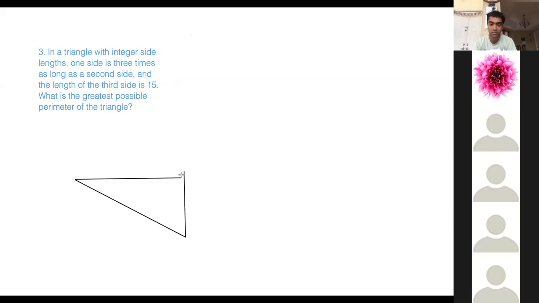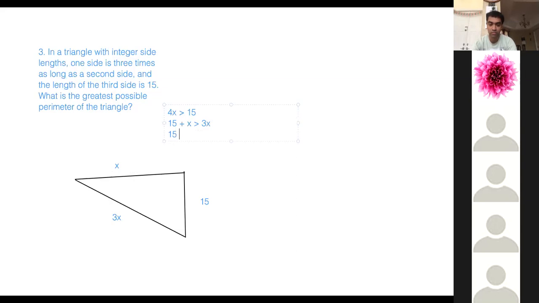So in a triangle, when you add up any 2 of the sides, it should be greater than the third side. So in this case, 4x should be greater than 15. 3x plus 15 should be greater than x. And 15 plus x should be greater than 3x. If we take 15 plus x is greater than 3x, this means that 15 has to be more than 2x.